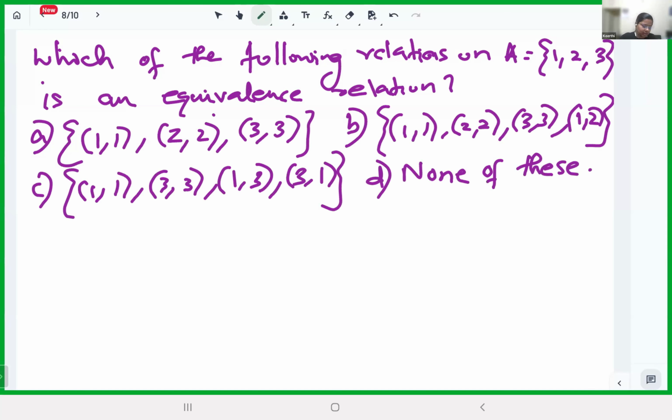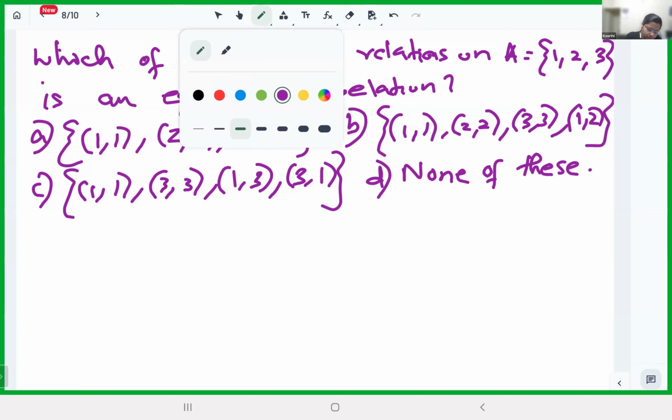Okay, so they are given a set A. A is the set {1, 2, 3}. They are given the relations in options A, B, and C. So we have to check whether the relation A or B or C is an equivalence relation. That is the question. So we'll start with option B.